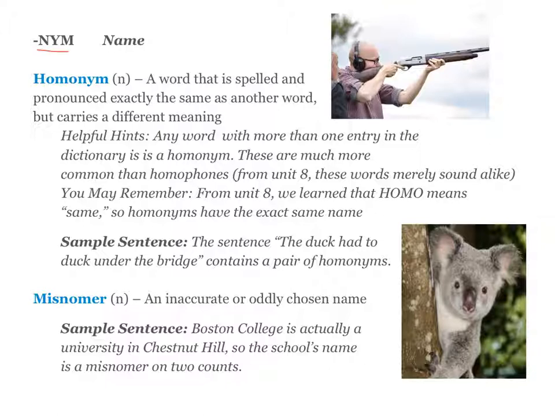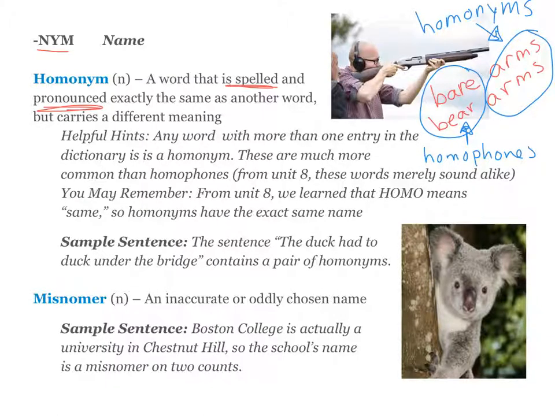Your first word is homonym, and it's a noun. It's a word that is spelled and pronounced exactly the same as another word, but carries a different meaning. So what's important about a homonym is that it is spelled and pronounced exactly the same. A homophone is a word that has the same sound, but it's not spelled exactly the same. This picture over here shows you the difference between a homophone and a homonym.